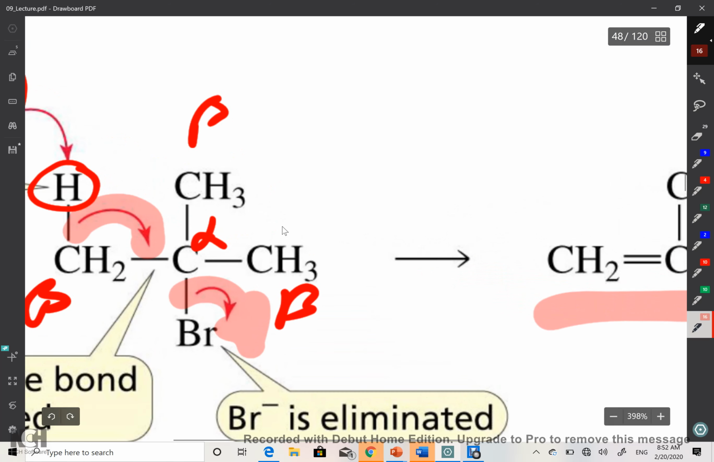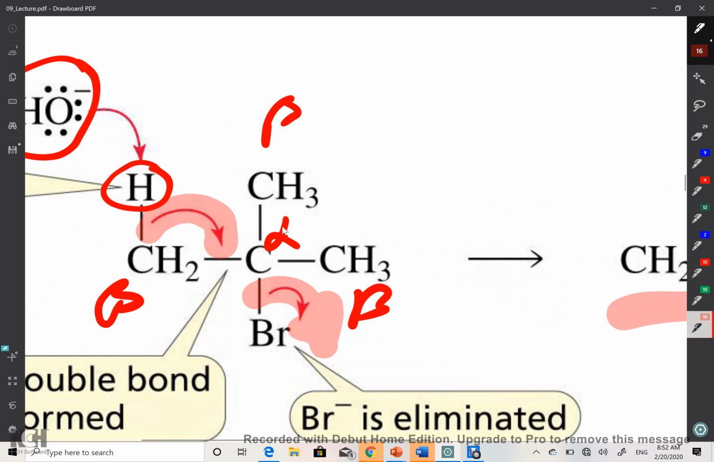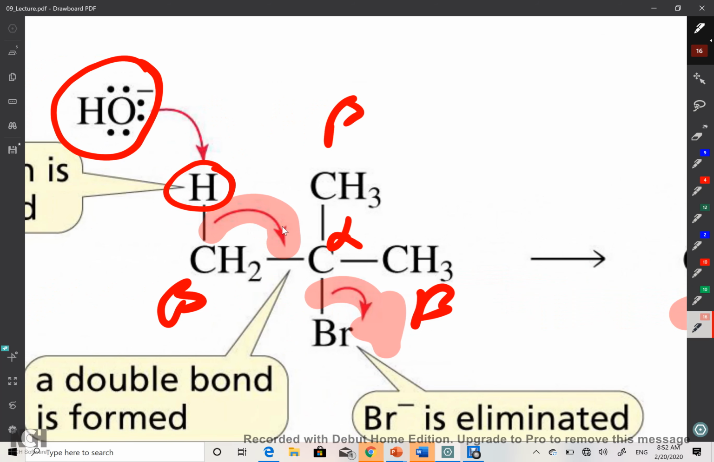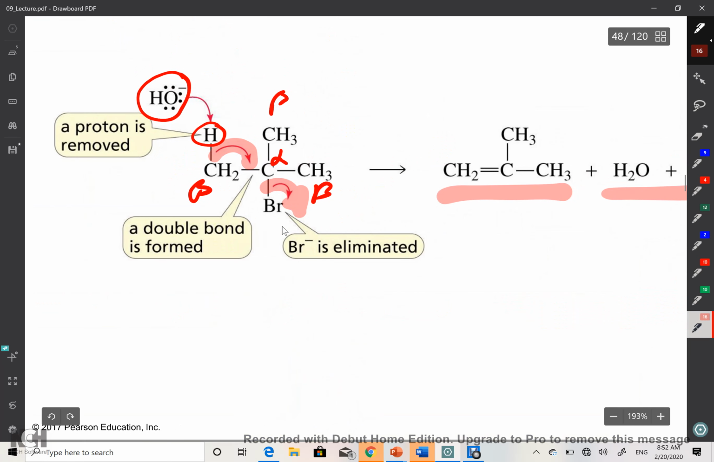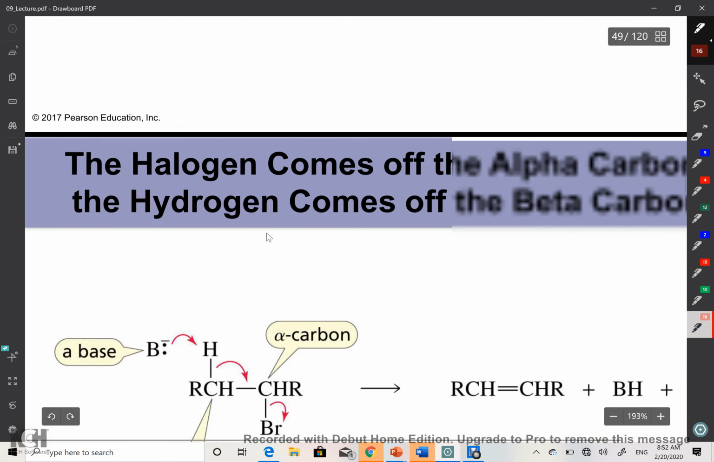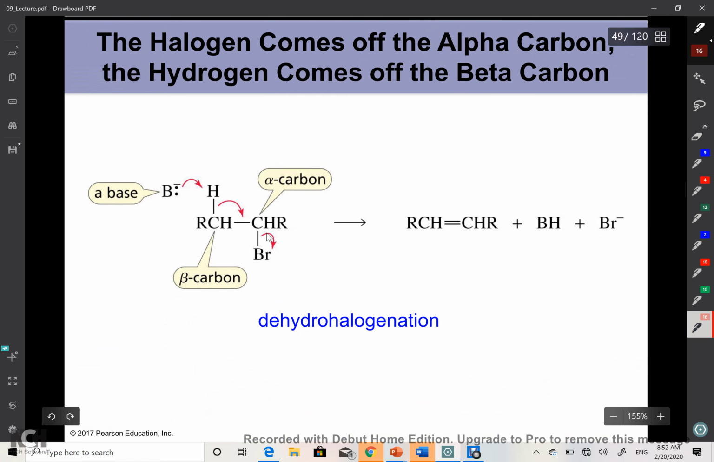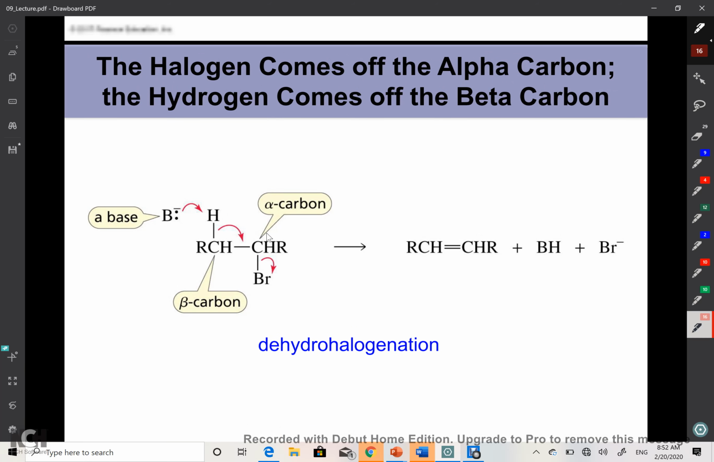Well, this molecule is a tertiary alkyl halide actually. Yes, that's why they are all connected to the alpha carbon. So just like I said, the halogen comes from the alpha carbon, the hydrogen comes from the beta carbon. Okay, we talked about that already. So, yes, that's it.